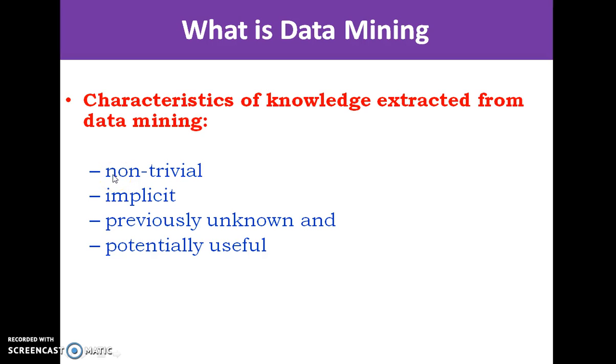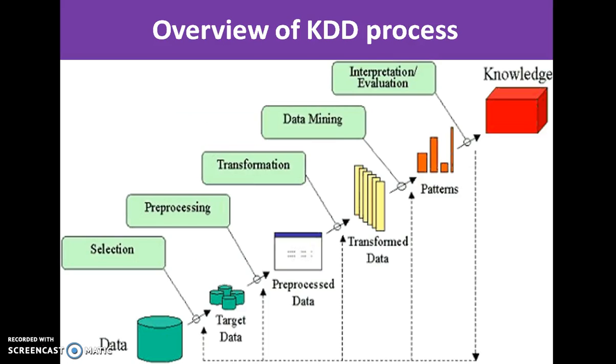The knowledge must be non-trivial, that is, it must be extracted by applying some sort of complex operations, not simple retrievals. The knowledge must be implicit, that is, it must be the hidden knowledge within the information that exists in the databases. The knowledge must be previously unknown to the user. And finally, the knowledge must be useful to make decisions in the future.